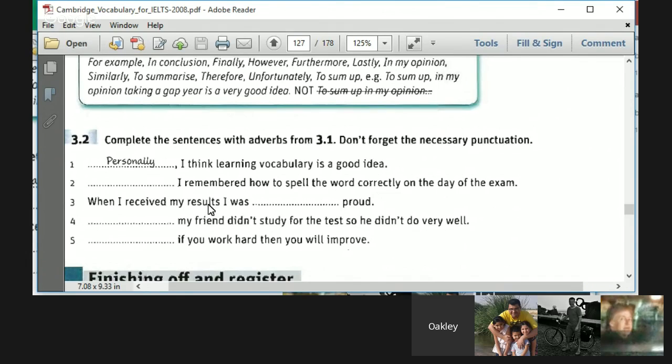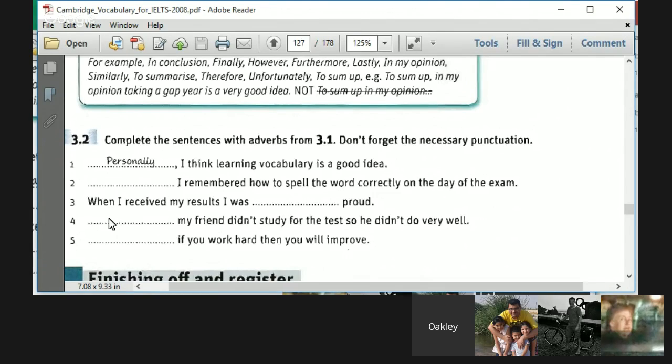What if his results were bad? When I received my bad results, I was inexplicably proud. Unexplainably proud. Inexplicably, meaning it can't be explained. It makes no sense. Anyway, I'm just fooling around here.